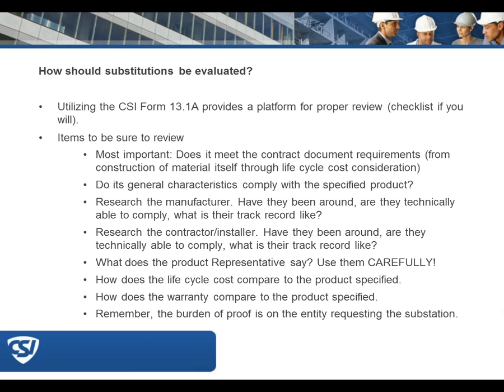Be sure that the life cycle cost is comparable with the product specified and that the warranty is the same thing. And don't forget that the burden of proof is on the person doing the substituting. They're not requesting the substitution. Sorry about that. But really the burden of proof is on the one that wants to bring the product to the table. So what does that mean in review? Let's look at that last slide.